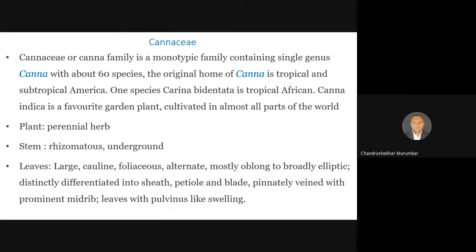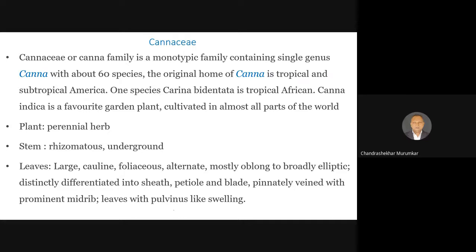Cana indica is a favorite garden plant cultivated in almost all the parts of the world. Again, Cana is not producing the true seeds, but its cultivation is continued because of the vegetative propagation from the underground stem.